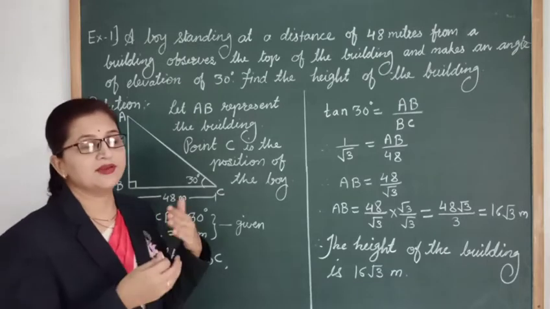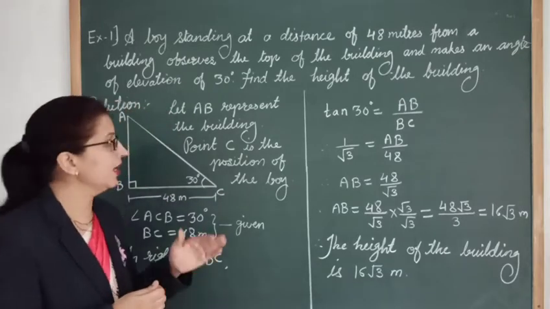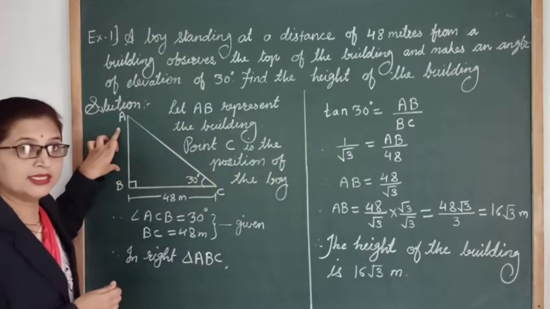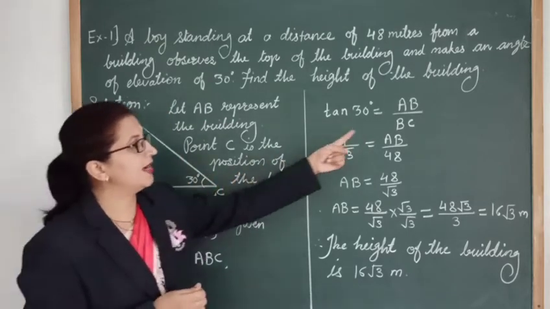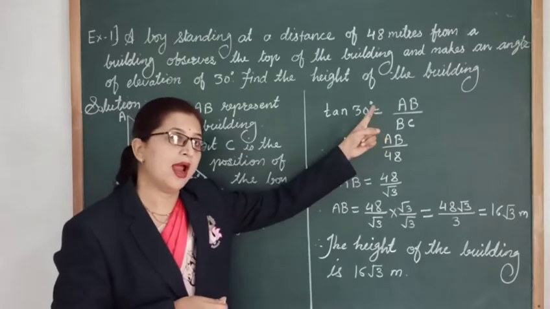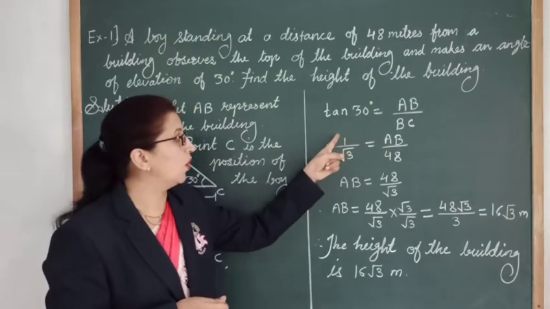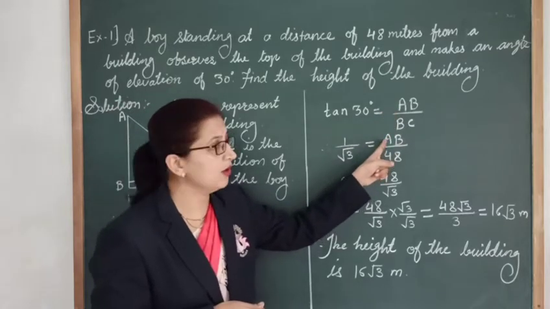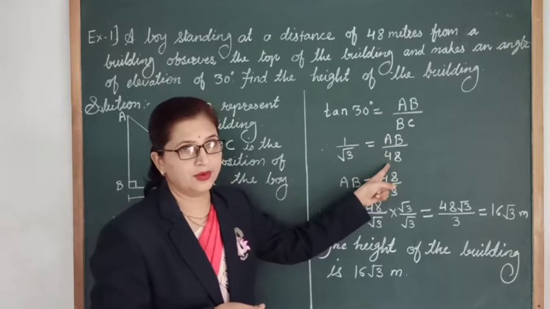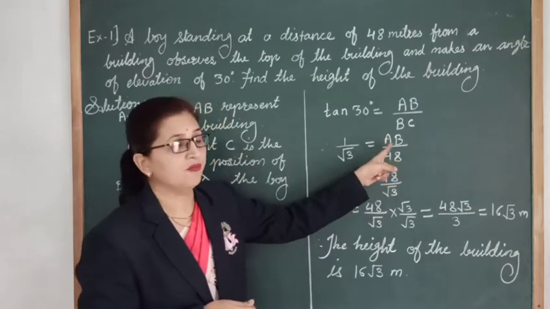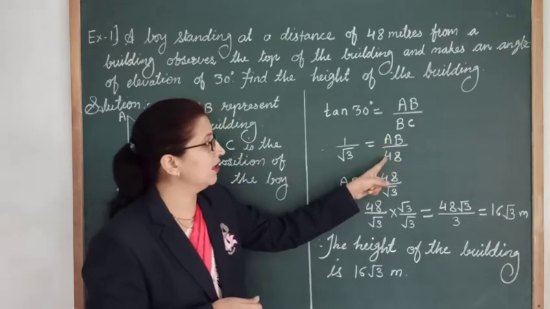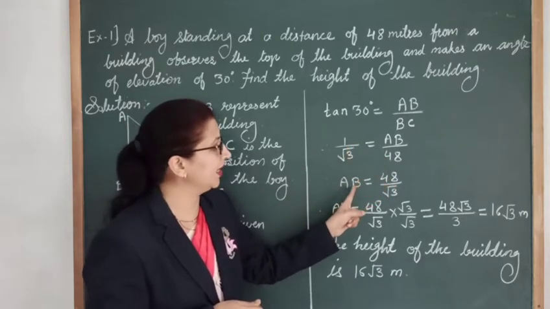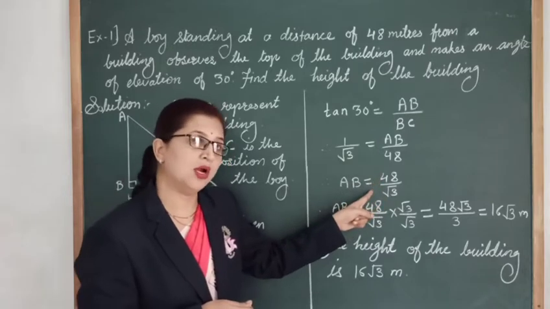Generally we use the tan value. So here tan 30 is equal to opposite AB upon adjacent BC. The value of tan 30 is 1 upon root 3, which is equal to AB, which we don't know, upon BC, which is given as 48. Now we want to find AB, so let's transfer this 48 to the other side. It is dividing, so it will multiply. So we get AB equal to 48 upon root 3.